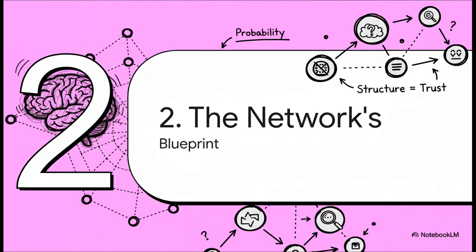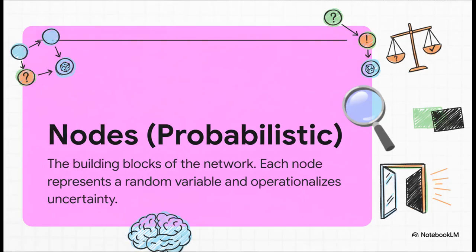Now that we've got the philosophy, let's look at the anatomy of our thinking machine. We're going to start with the network's blueprint, the static structure that holds all of its knowledge. The most basic pieces here are called nodes. You can think of them like the neurons in our artificial brain. Each node represents some variable that has a level of uncertainty to it. Things like, will it rain today? Or is the sprinkler on?